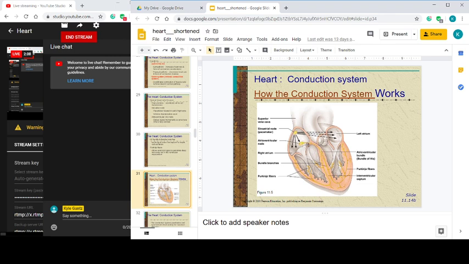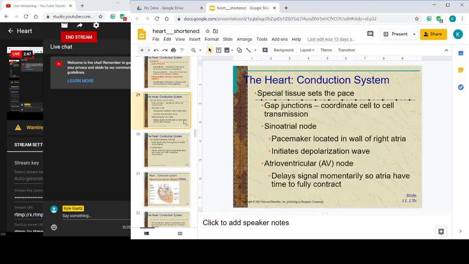That AV node is going to perpetuate that signal. However, it is going to delay it by just a little bit. When it delays it by just a little bit, it allows for the atria to fully contract and shoot the rest of the blood into the ventricle. Then, after that slight delay, the signal goes down the right and left bundle branches into the Purkinje fibers and causes a contraction that will squeeze the blood, close those valves, and then out the semilunar valves it goes. Okay?